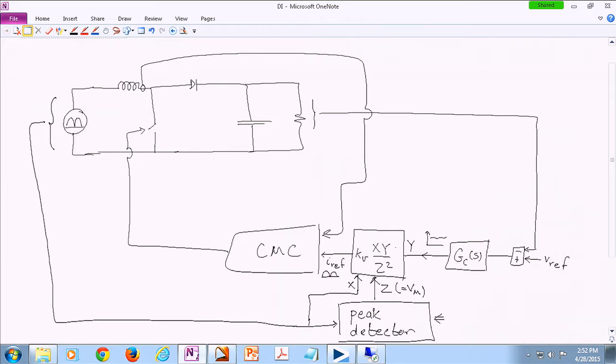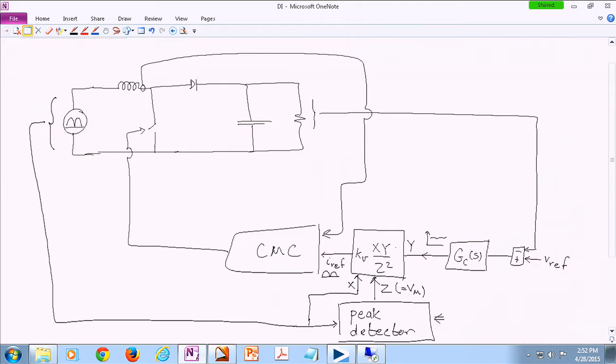Although implementing this in an analog controller might be challenging, because you're multiplying two signals by each other and then dividing by another signal, there are lots of papers working on this, actually suggesting this.